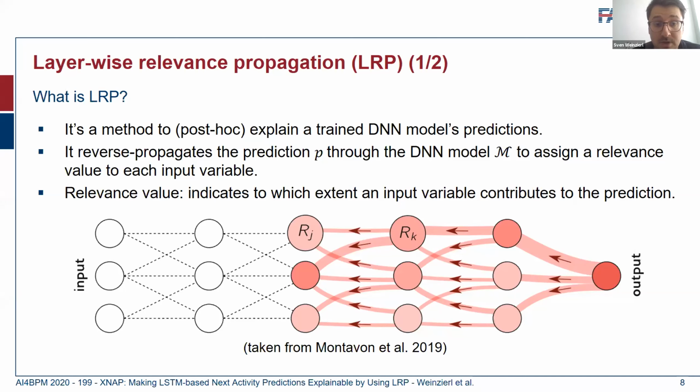What is the relevance value? It indicates to which extent an input variable contributes to a prediction. If you look at the figure below, you can see R_k. R_k is something like the relevance values of the upper level neurons, and these relevance values of the upper level neurons are decomposed to the lower level neurons. That is the basic idea behind this approach.